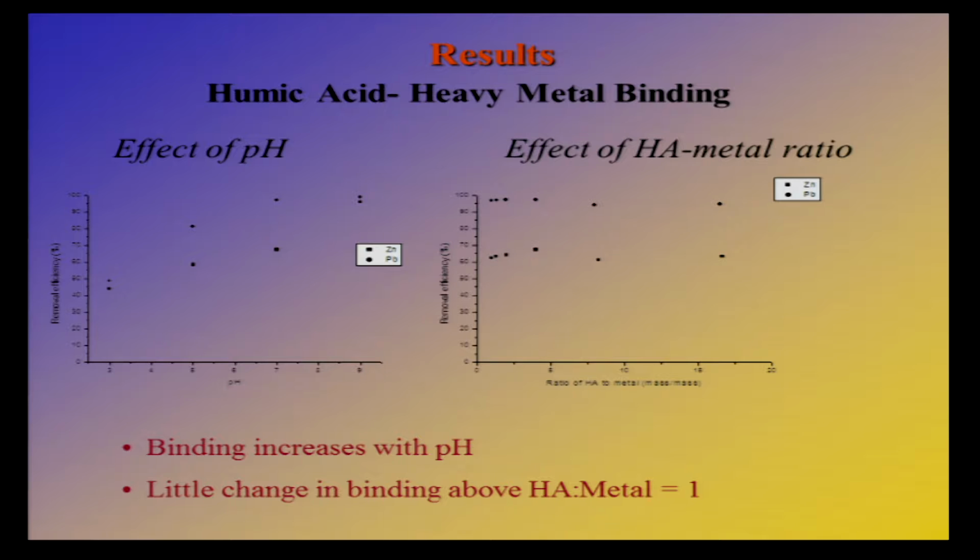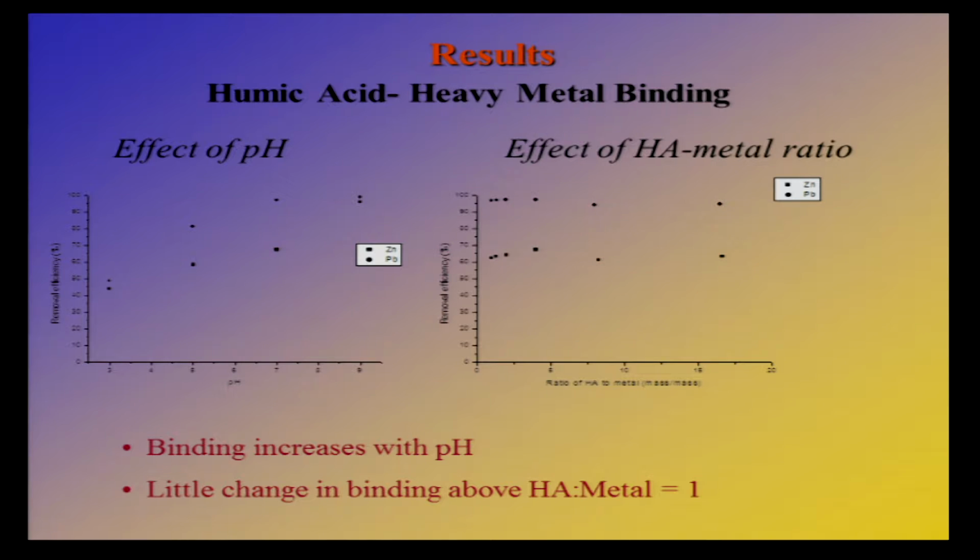On the right, you can see what happens as I increase the ratio of humic acid to metal. So I have a fixed amount of metal. I'm going to increase the amount of humic acid. And you can see that there's very little change, actually. So as I increase the amount of humic acid, the actual removal efficiency of the two ions remains about the same. So binding is increasing with pH, but there's very little change in the binding above a ratio of humic acid to metal of 1.